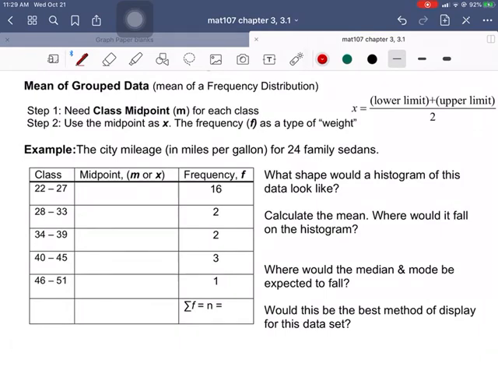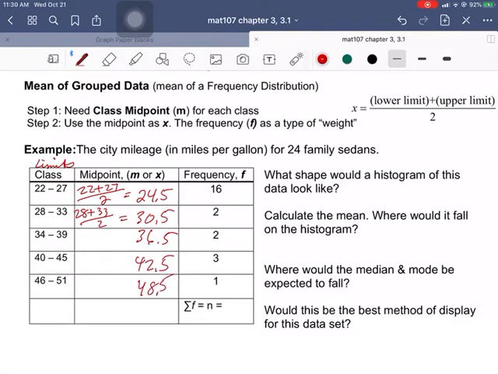But we took a lot of time learning how to make classes. So how do we find the average of classes involved? Well, it requires a midpoint. Okay. So remember, midpoints, you add the upper and the lower limits together, and then divide by 2. 24.5. 28 plus 33 divided by 2 is 30.5, and so on.